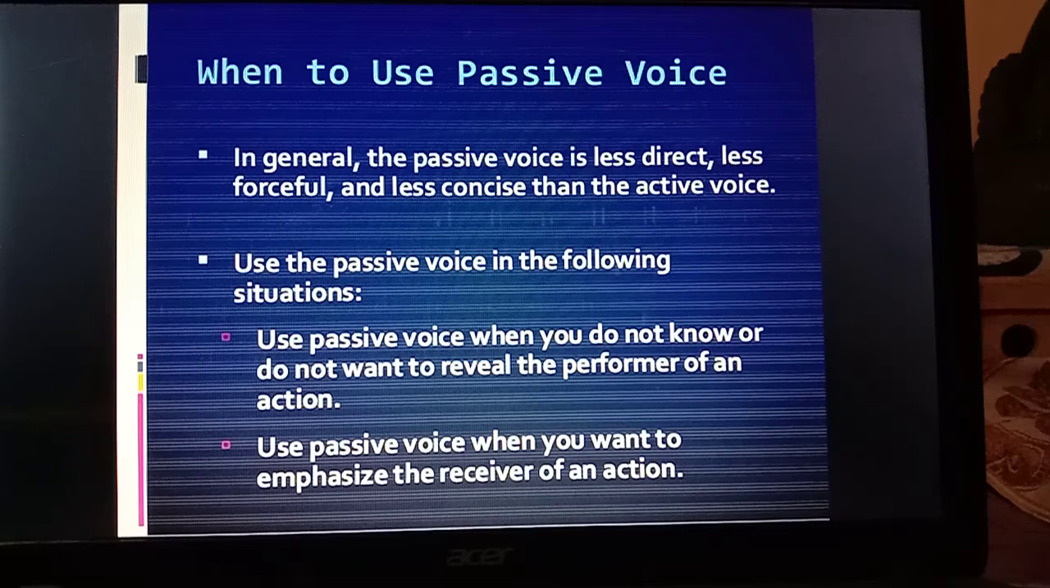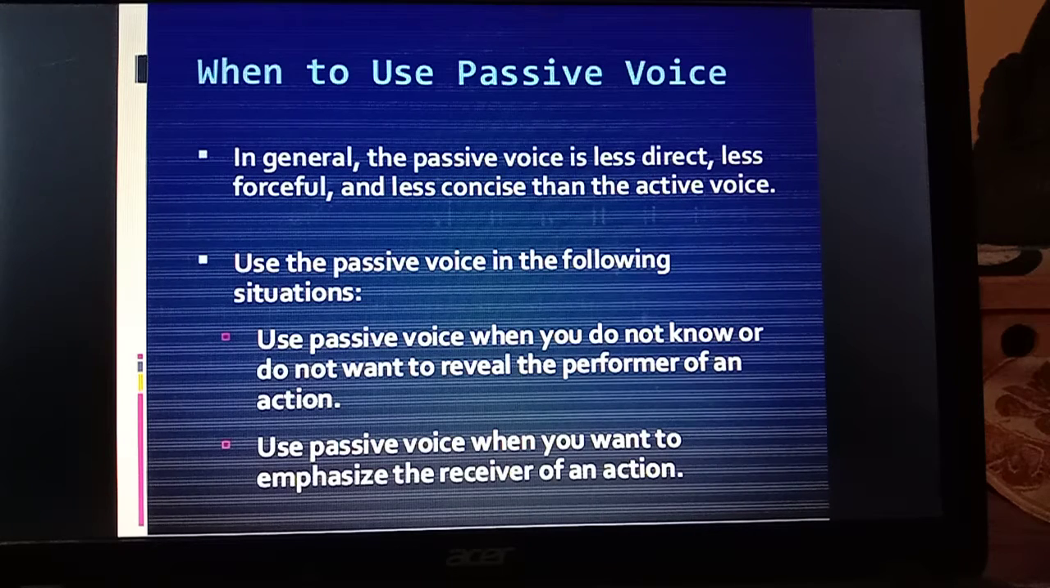When to use passive voice? In general, the passive voice is less direct, less forceful, and less concise than the active voice. Use the passive voice in the following situations. So certain situations are given there. You can go through where we can use passive voice.